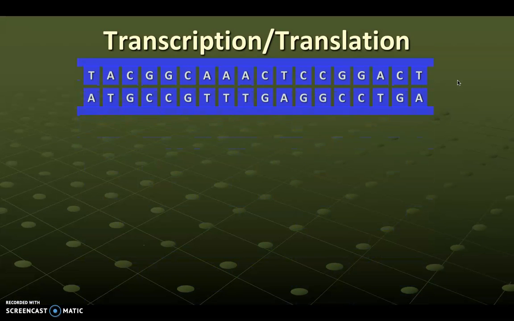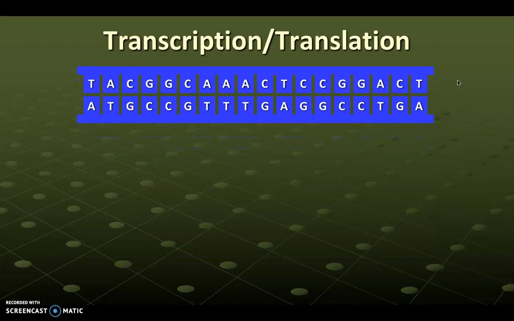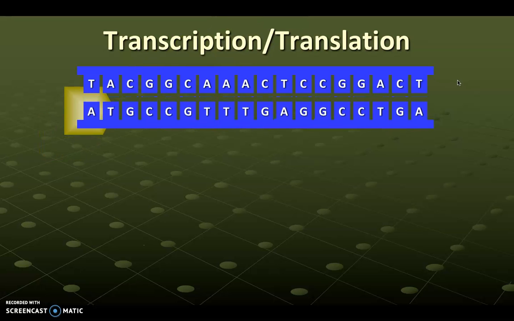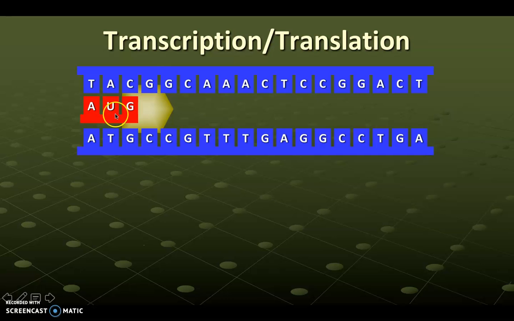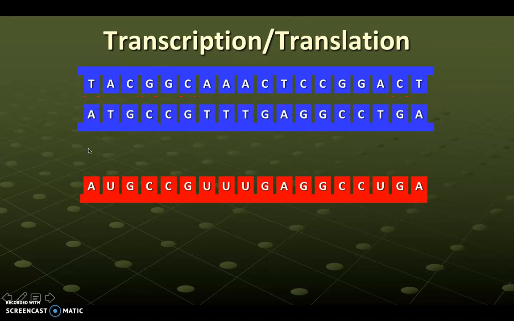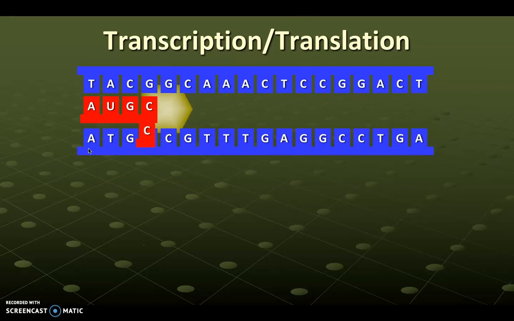But let's actually look at an animation of this. So this isn't translation just yet. This is going to be transcription. So this would be happening in the nucleus. An enzyme separates the DNA, and then this enzyme starts to add RNA nucleotides. I know it's RNA because there's a U, and I also made it red just to show the difference from DNA. Oh, can I show that again?